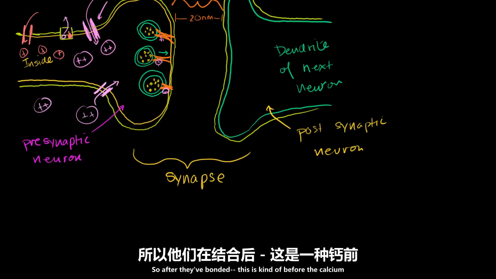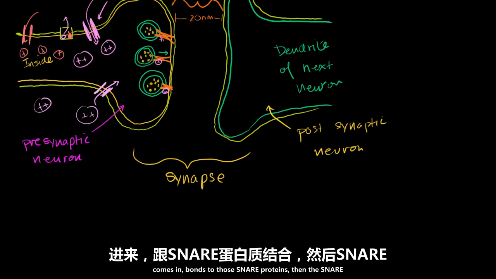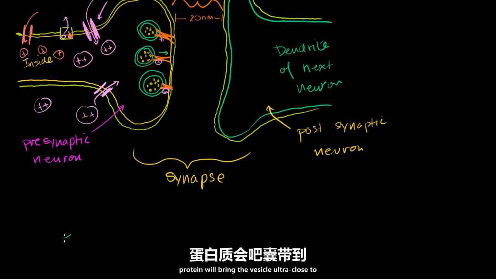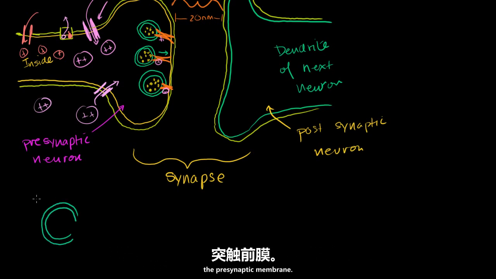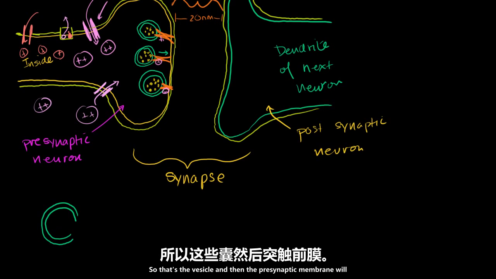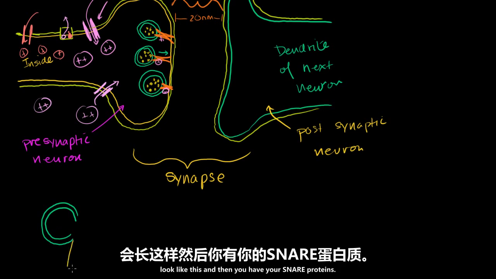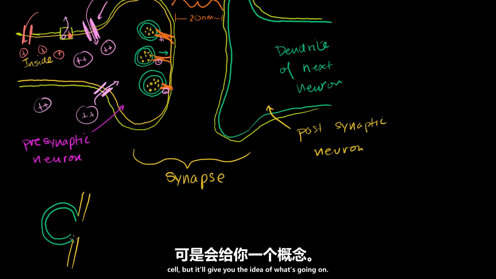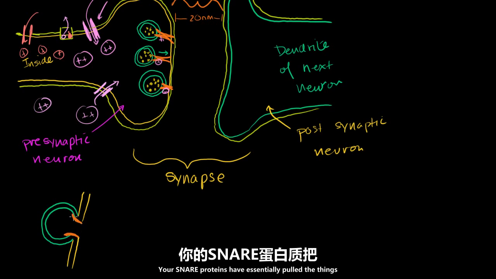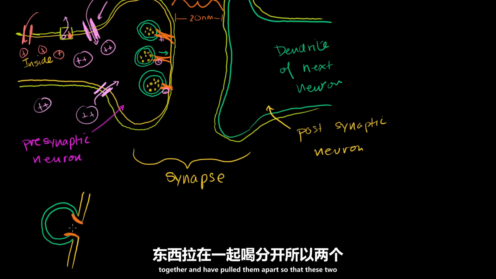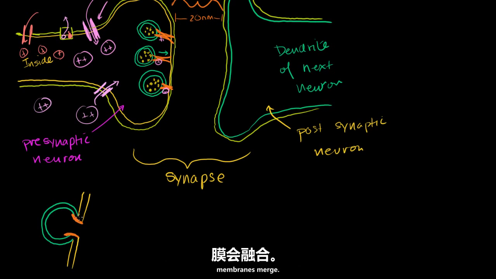So this is before the calcium comes in and bonds to those SNARE proteins. The SNARE protein will bring the vesicle ultra close to the presynaptic membrane. So that's the vesicle, and then the presynaptic membrane will look like this. And then you have your SNARE proteins, and I'm obviously not drawing it exactly how it looks in the cell, but it'll give you the idea of what's going on. Your SNARE proteins have essentially pulled the things together and pulled them apart so that these two membranes merge.